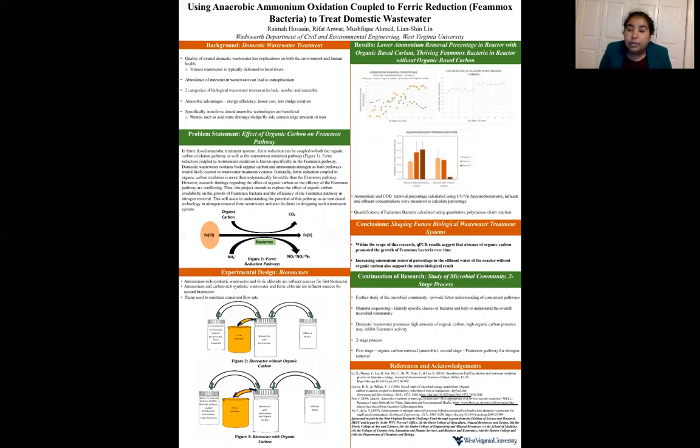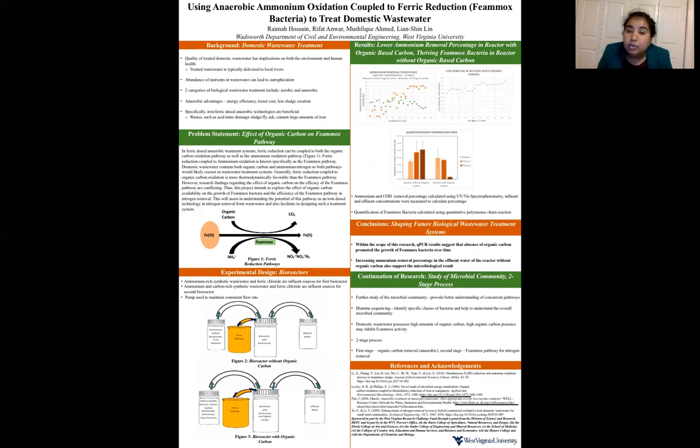Now, all this data helps us form the conclusion that helps us shape future biological wastewater treatment systems. The qPCR results suggest that the absence of organic carbon is what actually promotes the growth of Feammox bacteria over time. And our ammonium removal percentage data further corroborates this by showing that the reactor without organic carbon has the higher ammonium removal percentage and the increasing trend over time.